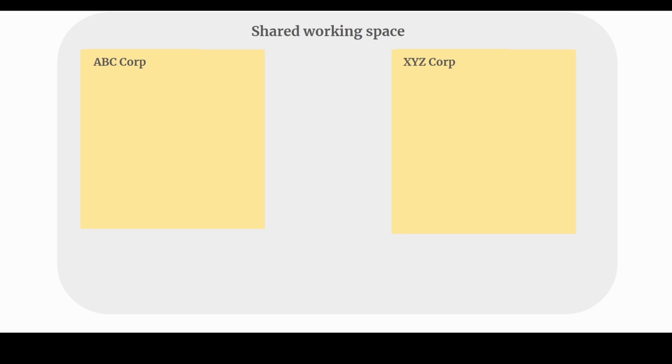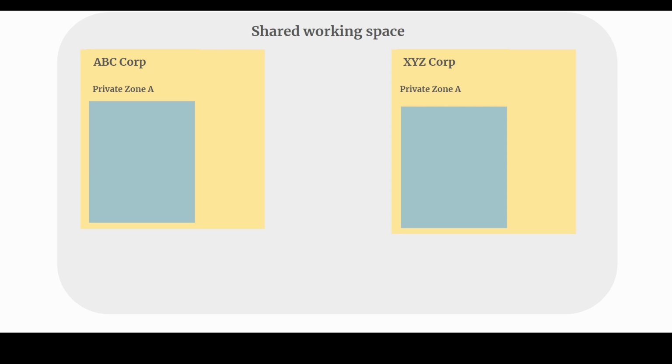Now, within each organization, there are multiple teams working on various projects. Each team might have its own dedicated private zone. Let's call them Zone A. For instance, ABC Corp could have a specific private zone where a team is working on a critical project. Within this private zone, the employees can freely communicate and collaborate with one another without any additional tools or restrictions because they are operating within the same secure environment.